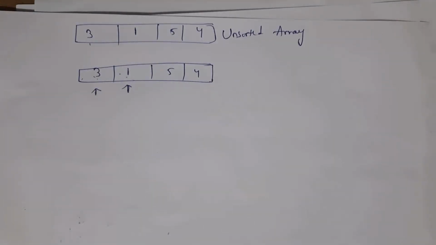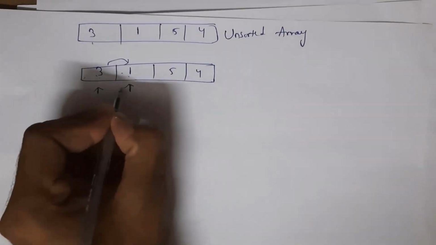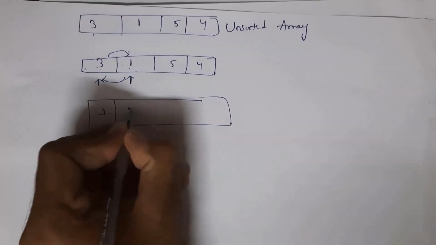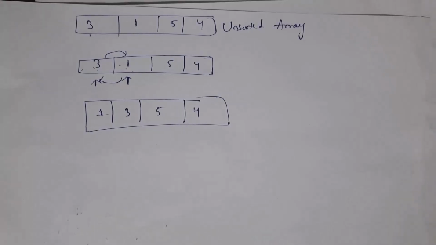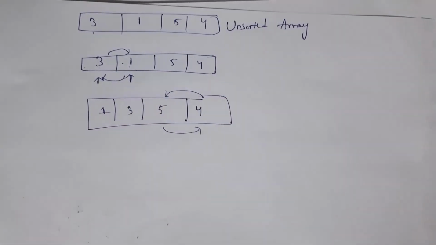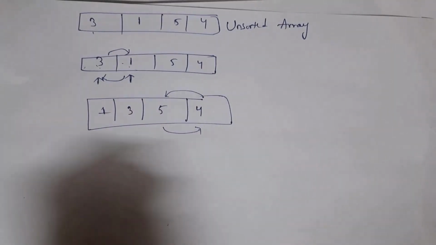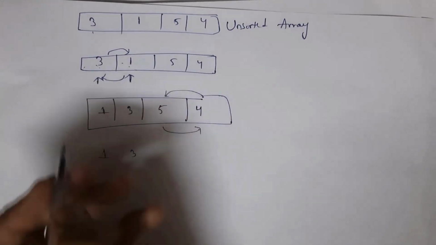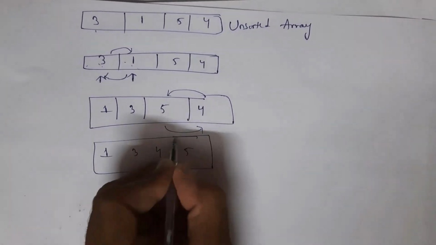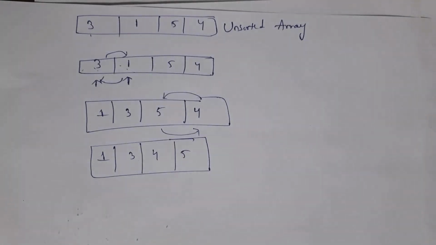After swapping, my array looks like this: 1, 3, 5, 4. Still my array is not sorted because 4 must be here and 5 must be here. So again we need to swap these adjacent elements. After performing swapping, my array looks like this: 1, 3, 4, 5. Swap 4 and 5. Now my array is in sorted manner. This is how we sort elements by using bubble sort.